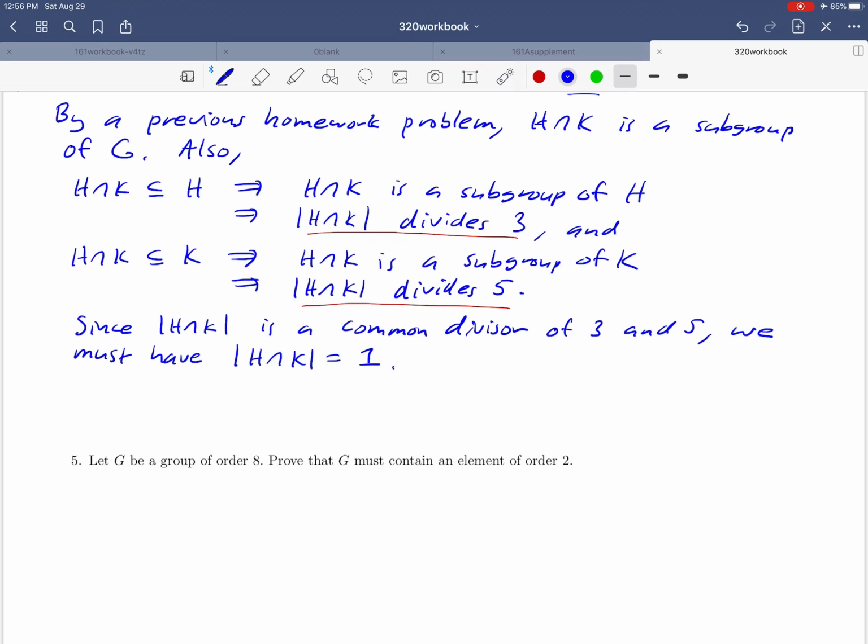Okay, so this subgroup has just one element in it. Okay, what could that one element be? Can you think of an element that has to be in every single subgroup? Okay, every subgroup has to contain the identity, so if there's only one element in this subgroup, that must be it. It just contains the identity element.